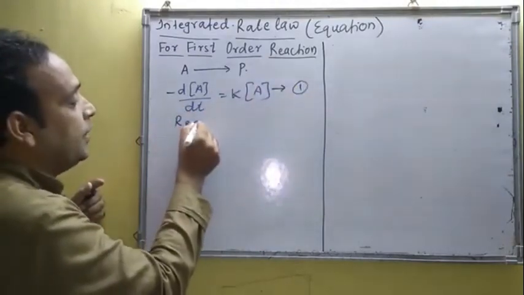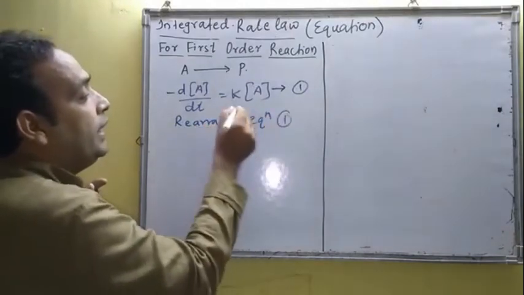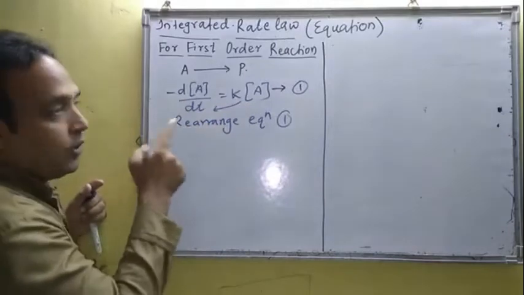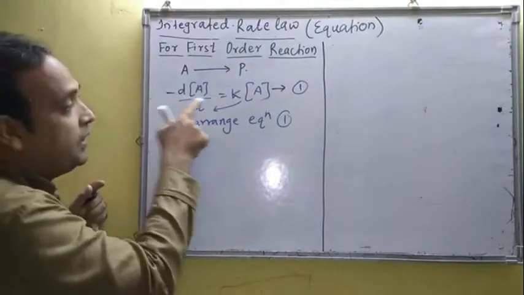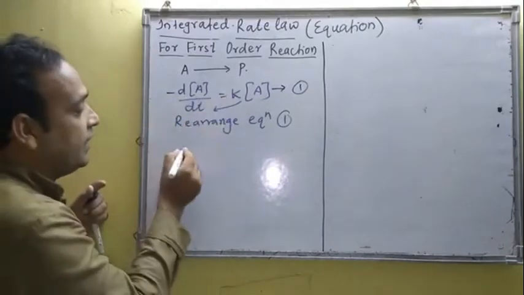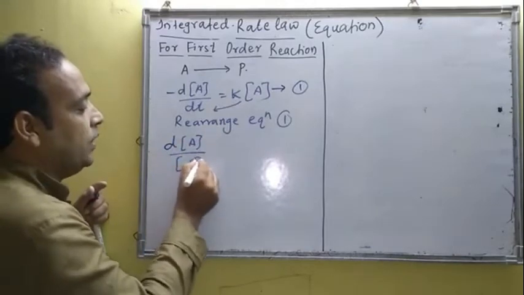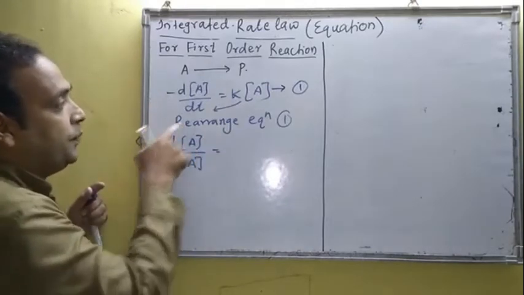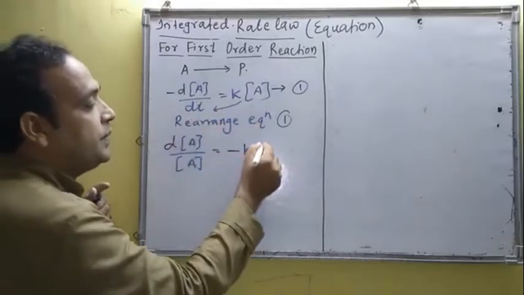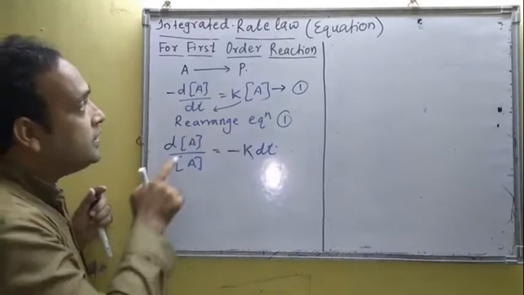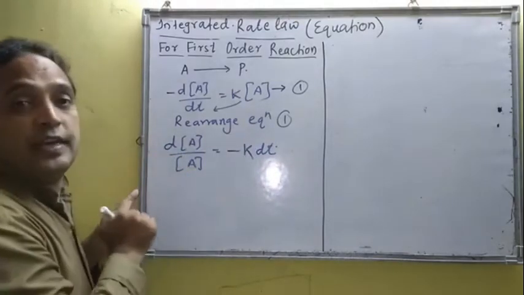Okay. Now suppose this one is my equation number 1. Rearrange equation number 1. Take the concentration terms to one side. Okay, change the sign, minus converts into plus, plus converts into minus. So we can write dA by A is equal to, this minus converts into plus, k shifts here, so this becomes k dt. Now this is your differential rate equation, and we will integrate this differential rate equation.